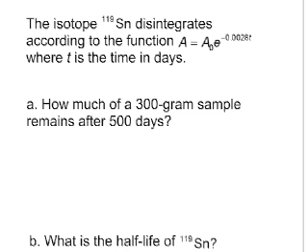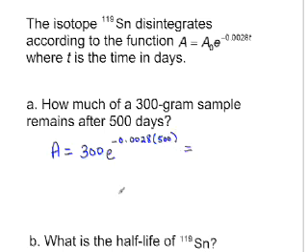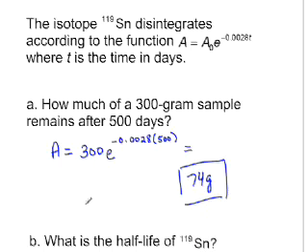So A, how much of a 300-gram sample remains after 500 days? We'll simply substitute 500 in for t, and also substitute 300 into the initial amount, A sub 0. So what is A when A sub 0 is 300 times e raised to the negative 0.0028 times 500? We number crunch on our calculator, and we will get approximately 74 grams. So there's our answer for A.